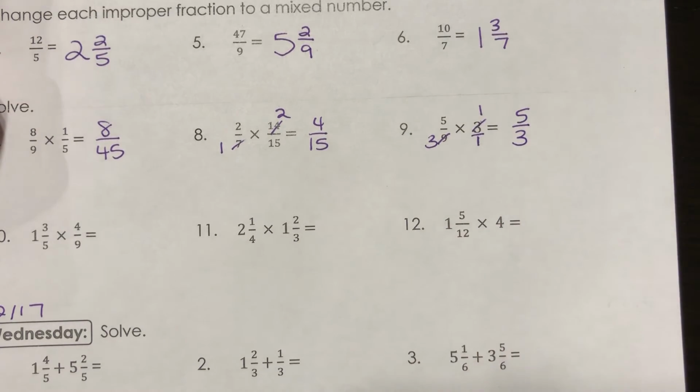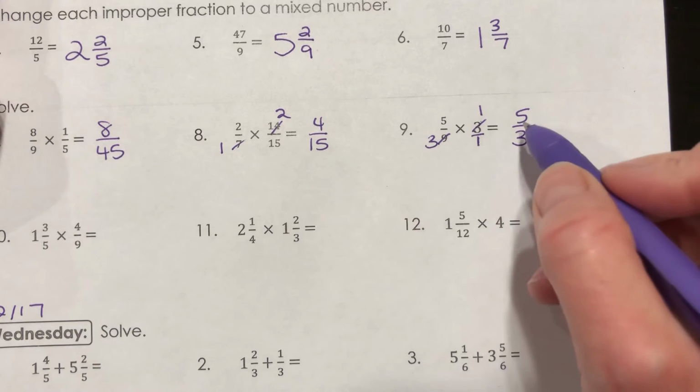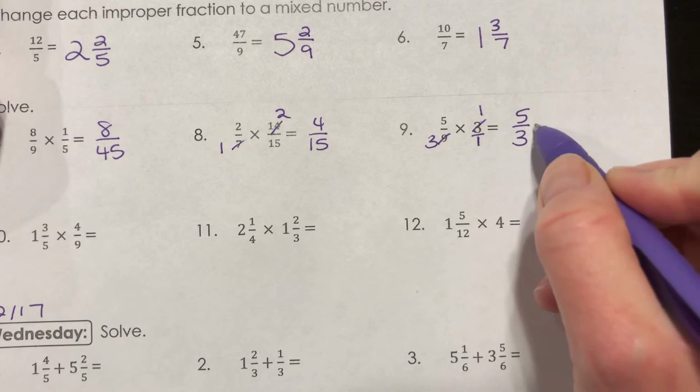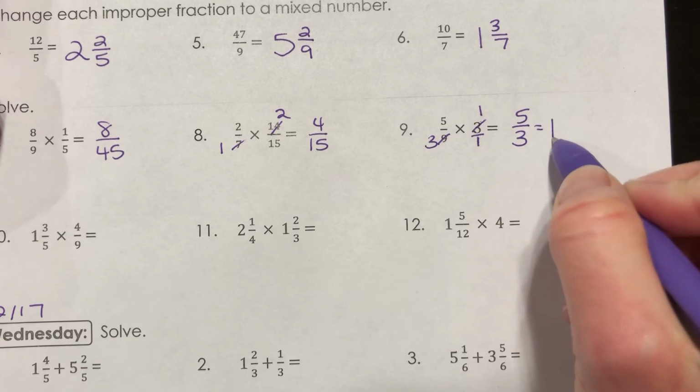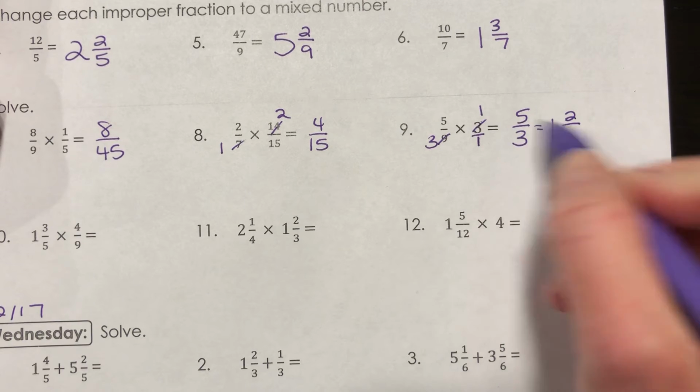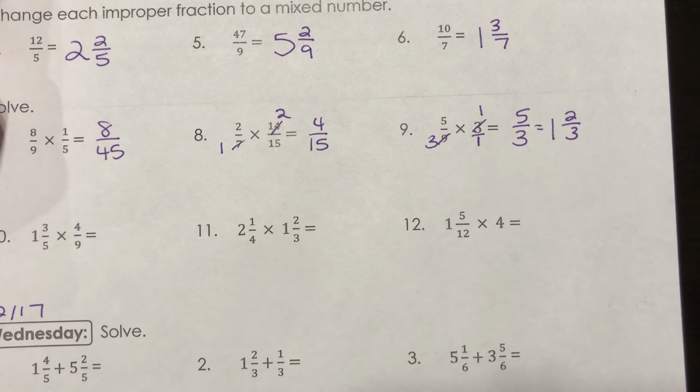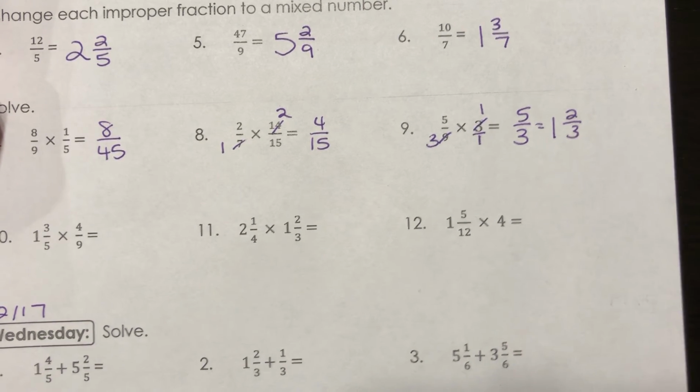Now this one I can change into a mixed number because I have more than my denominator. That means I have more than 1. So 3 goes into 5 1 time. And 3 times 1 is 3, plus 2 gives me that 5 out of 3. So you should have 1 2/3 for your final answer.